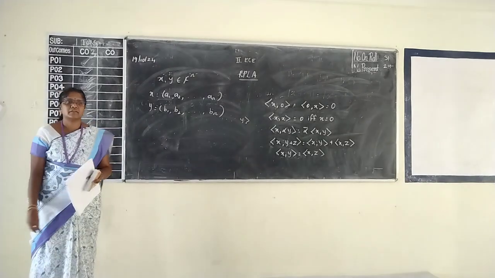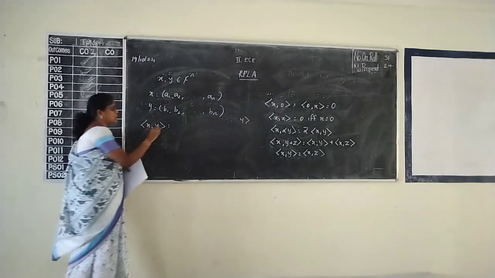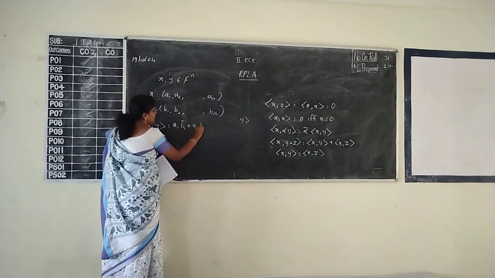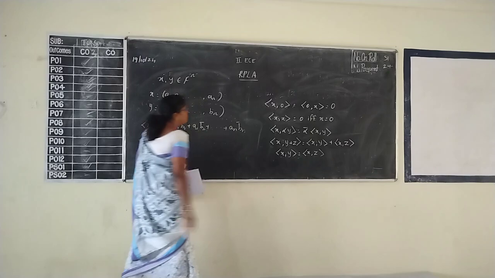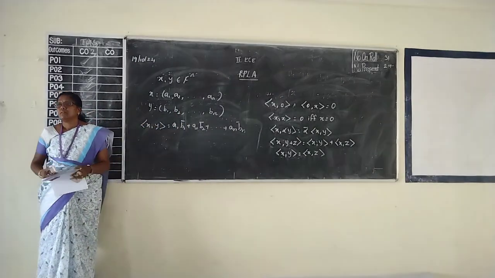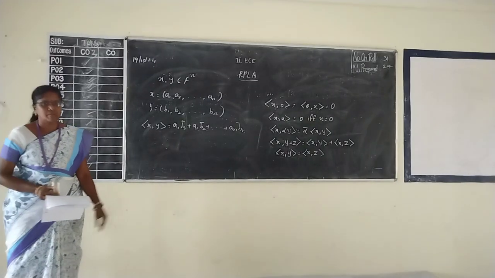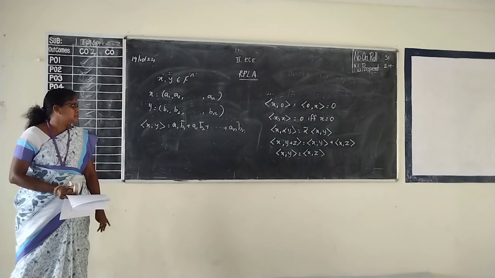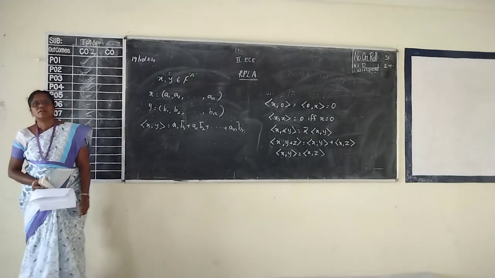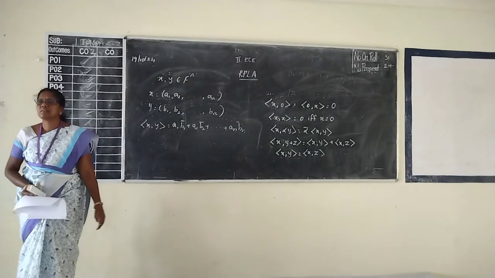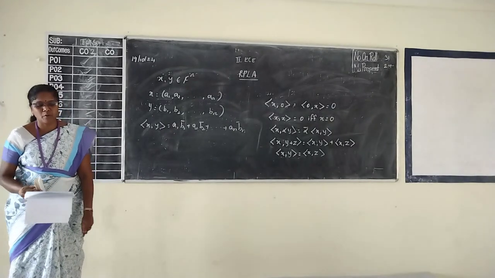The inner product of x comma y is equal to a1 b1 bar plus a2 b2 bar plus etc., an bn bar, is called the standard inner product of F power n.